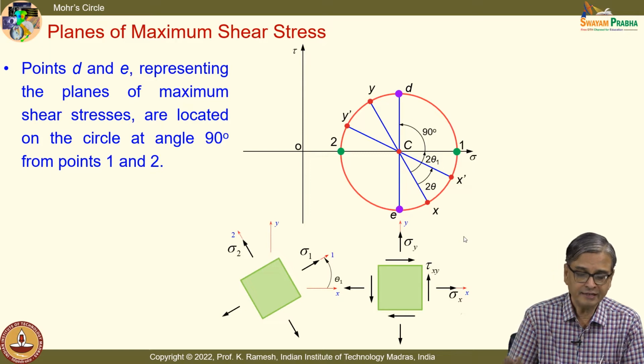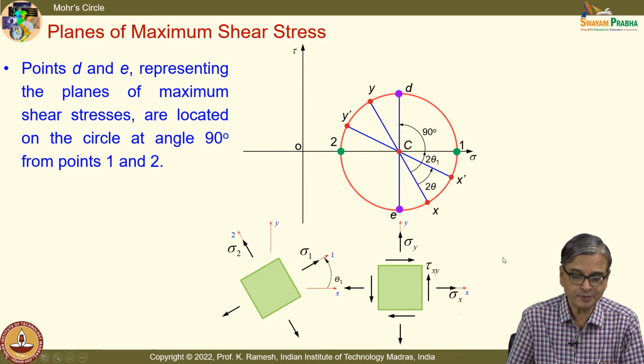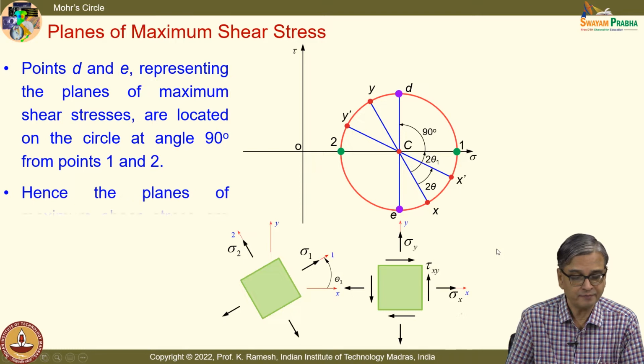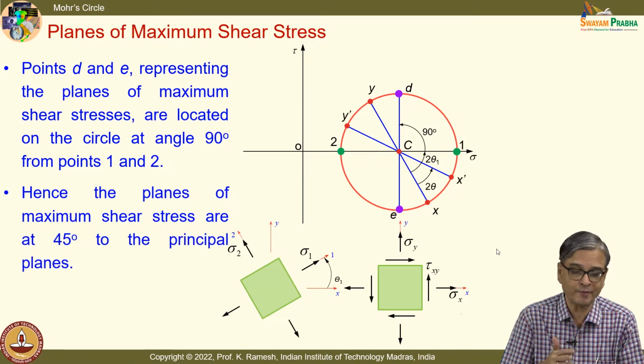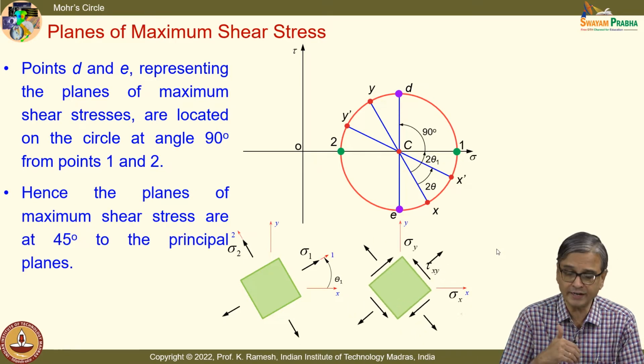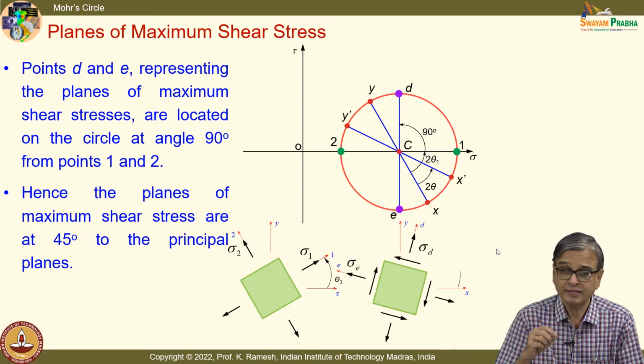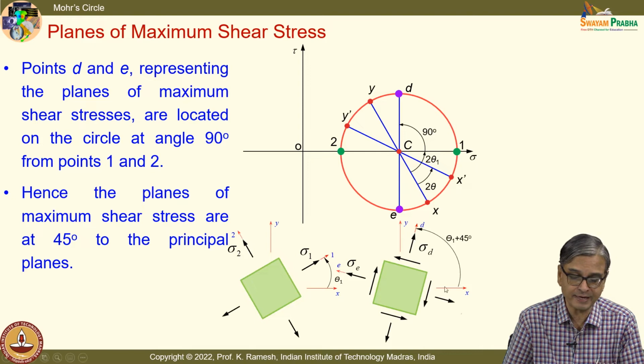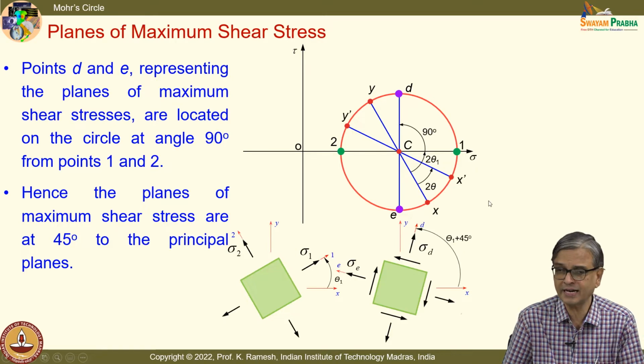But the idea, when I have the principal planes, whether it is a local maximum or a global maximum, is that the relevant principal plane and the maximum shear stress plane are separated by 45 degrees in the physical plane, and in the Mohr circle separated by 90 degrees. There is no change in that.